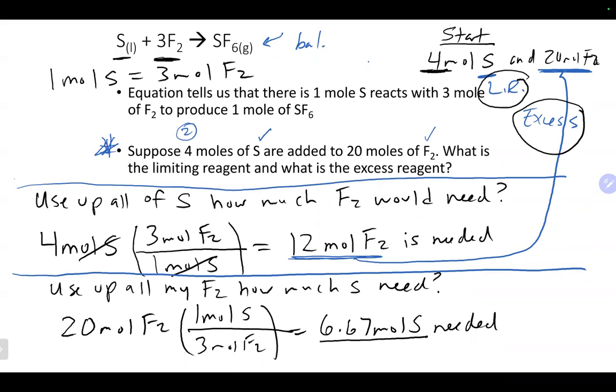So, for example, if you were to ask us that on the test, how would you write it, as far as if you were asked what the limiting reagent was in this example, it would be the sulfur. And if you're asked what the excess reagent is, it would be the F2.